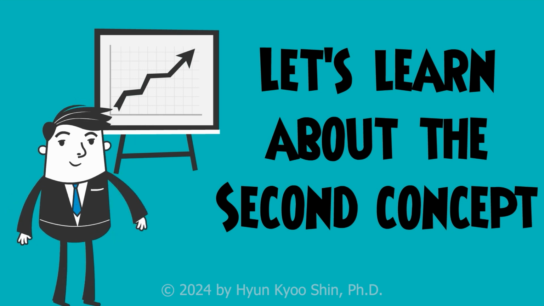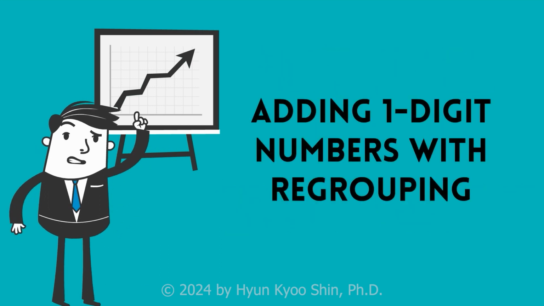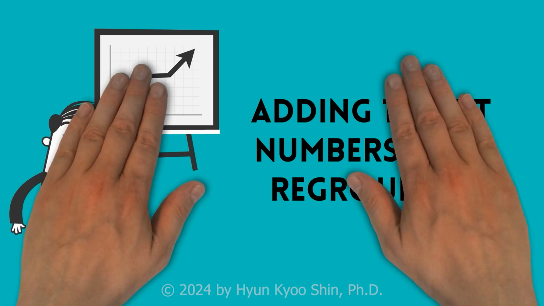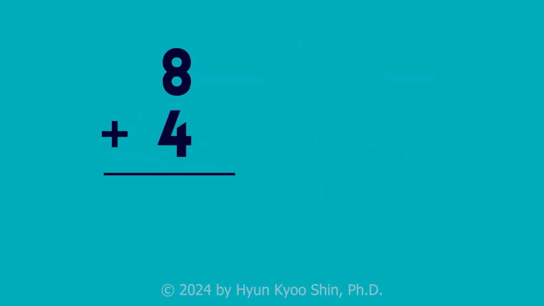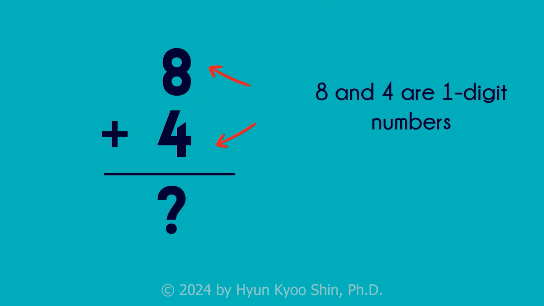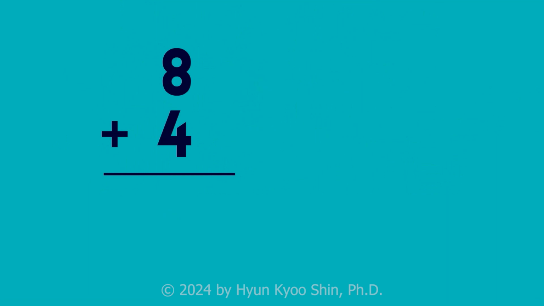Let's learn about the second concept. Adding one-digit numbers with regrouping. Let's have an example. 8 plus 4 is equal to... 8 and 4 are one-digit numbers. Let's add. 8 plus 4 is equal to 12.